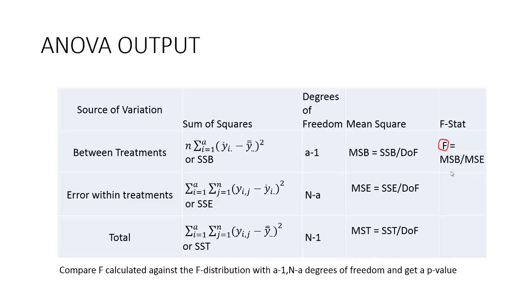Because there are many ways in which you can violate the statement that mu A equals mu B equals mu C equals mu D. You can violate it by saying mu A equals mu B but is not equal to mu C equals mu D, or you can put that not equal to anywhere in that equation. So quite simply, the alternate hypothesis is that not all the mu's are equal, right?